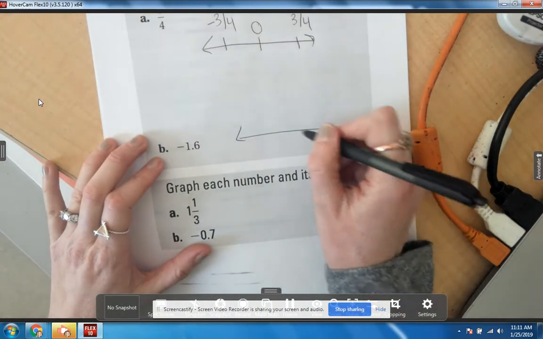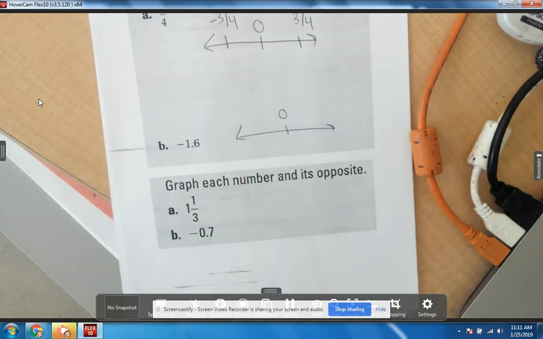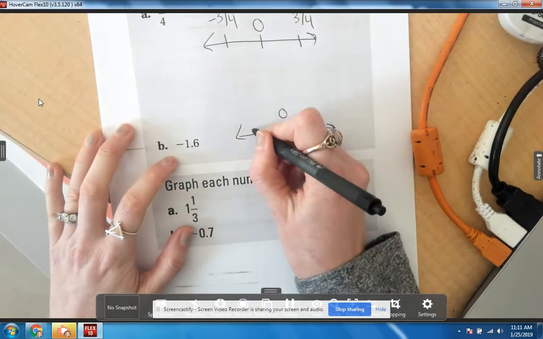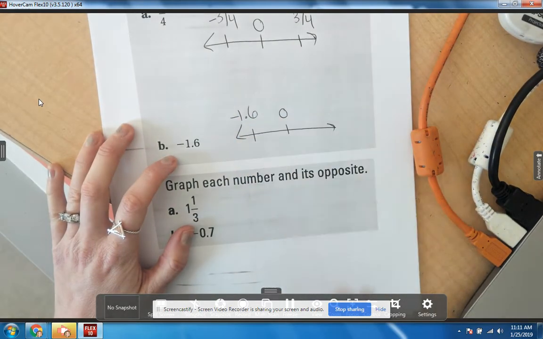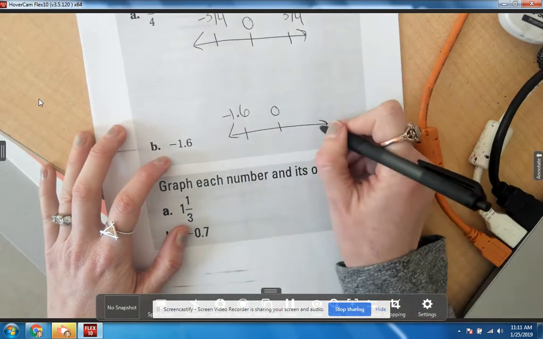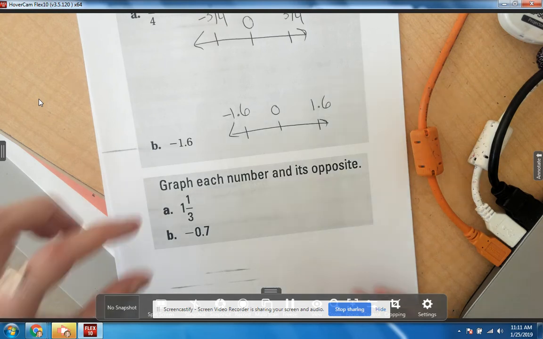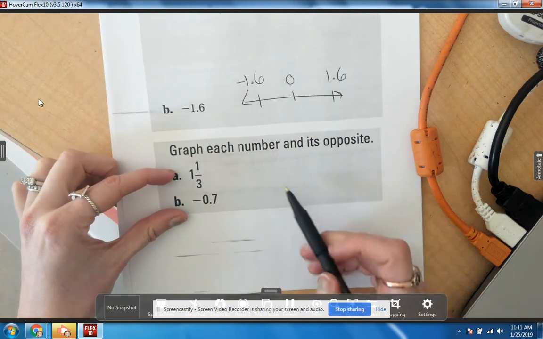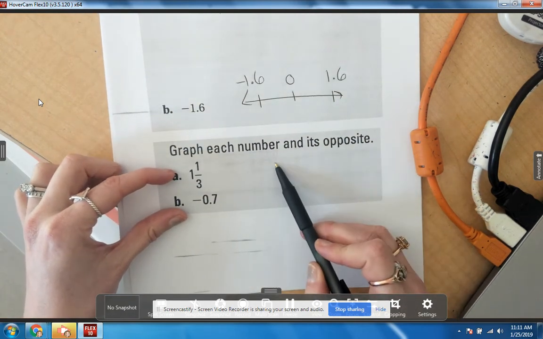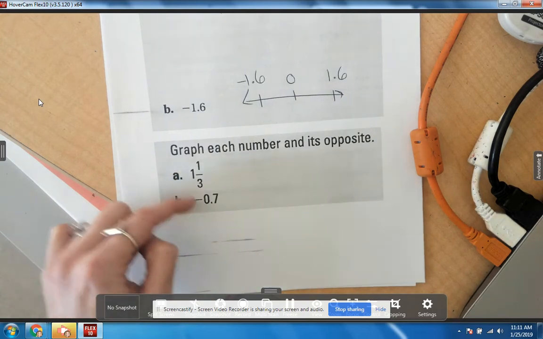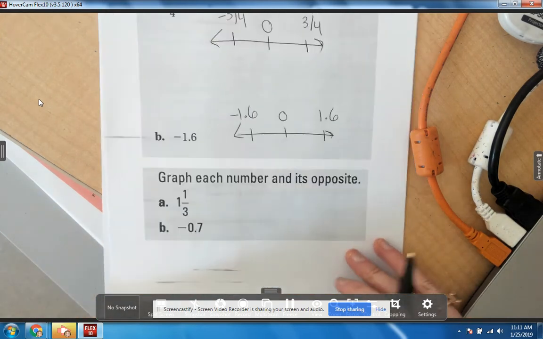Same with decimals. I'm going to draw my number line. 0 separates the positives from the negatives. Negative 1.6 would be on the left side of 0 because that's where the negatives are. The opposite is positive 1.6, which would be on the right. Okay, so you're going to pause and try these two. Same thing, just draw a number line, put a 0 in the middle, figure out where these numbers go, and then do their opposites.